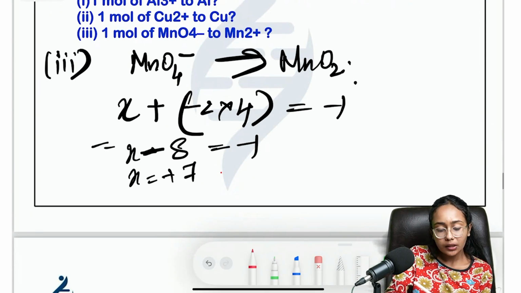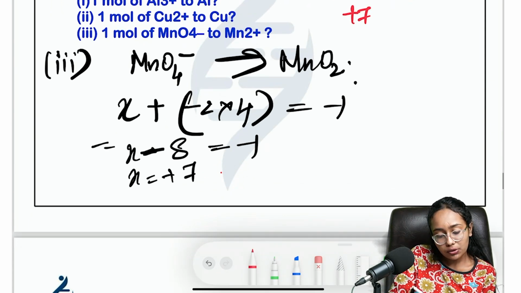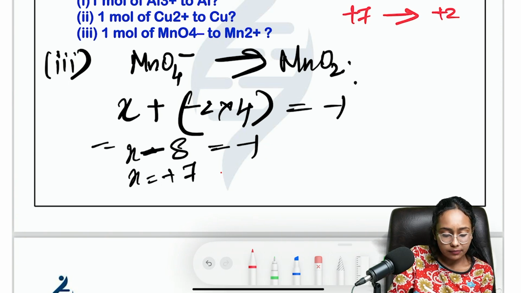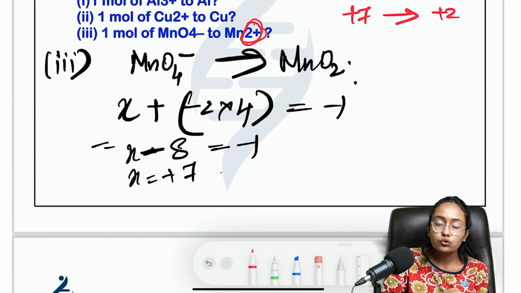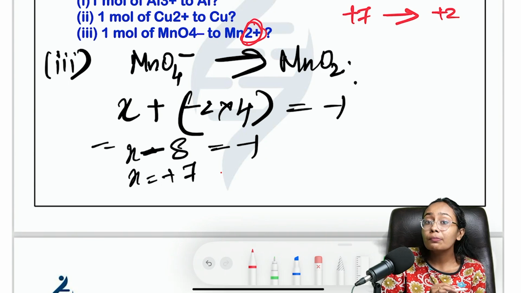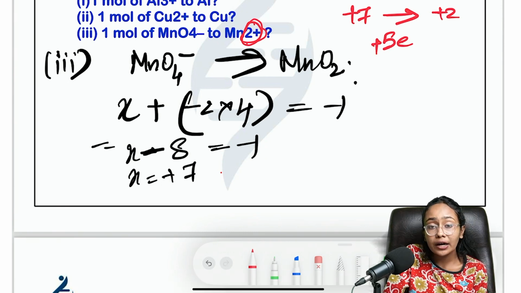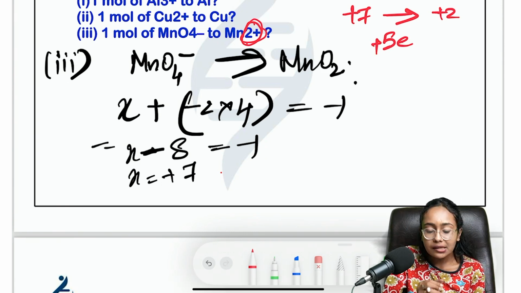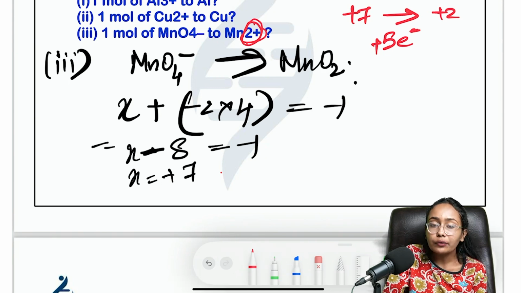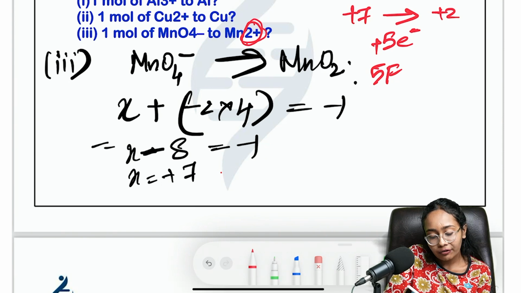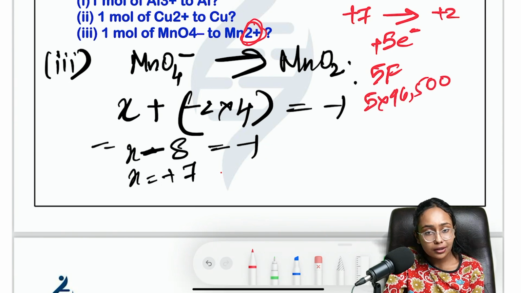Here, manganese is getting reduced to plus 2 from plus 7. See here, it's plus 2. So from plus 7, it is getting reduced to plus 2, right? By giving or by accepting how many electrons? By accepting 5 electrons. So from plus 7 state, when it accepts 5 electrons, it gets reduced to plus 2. So here the total charge is 5F, which is 5 into 96500. You can multiply it and find the total value of charge.